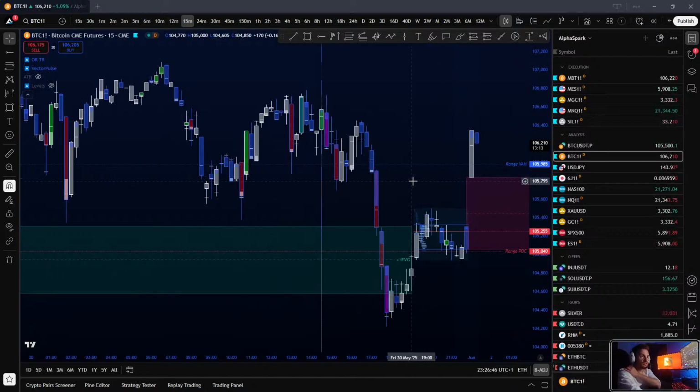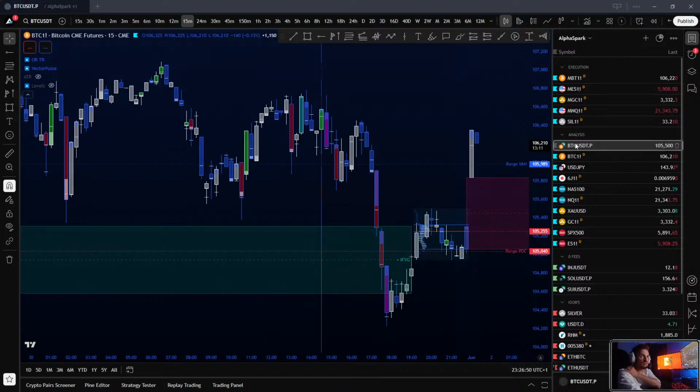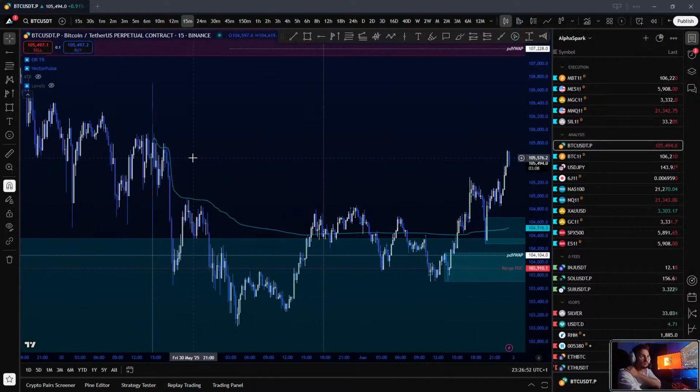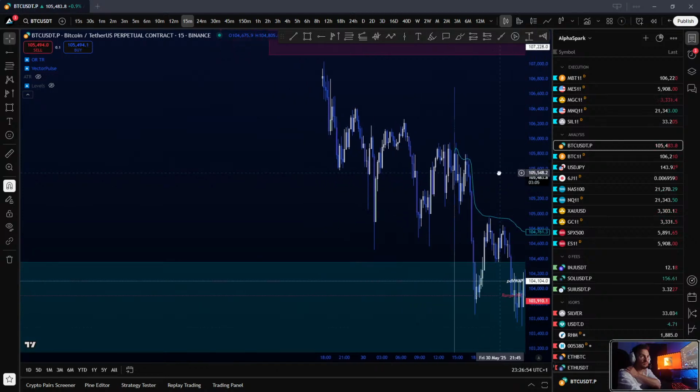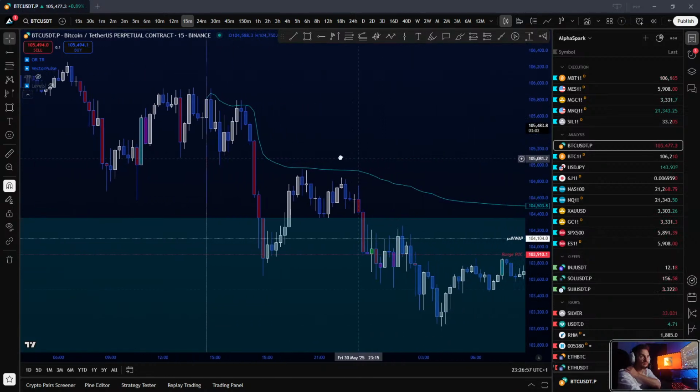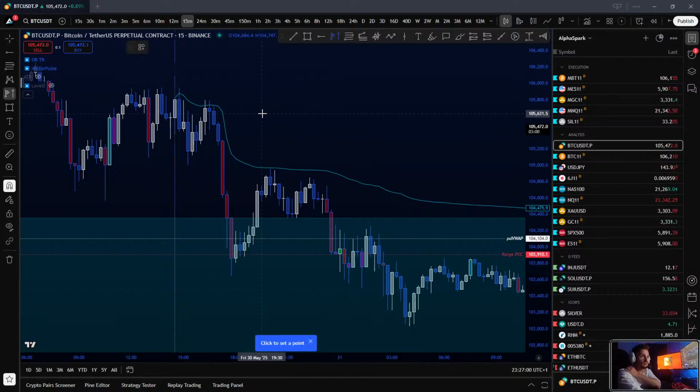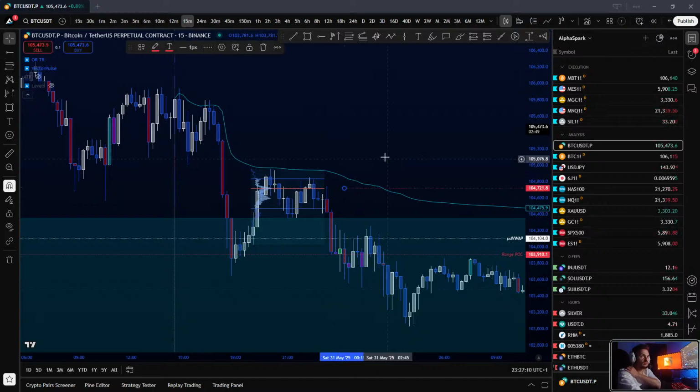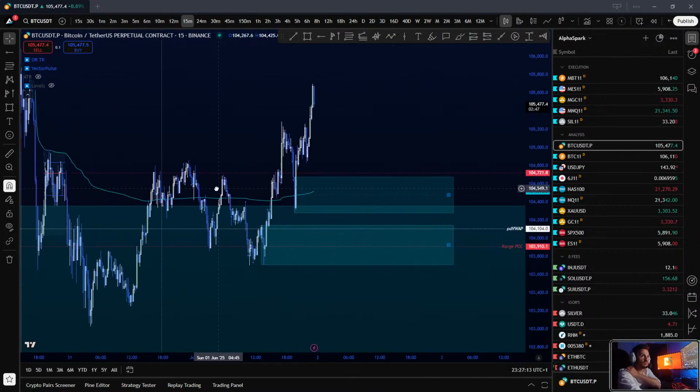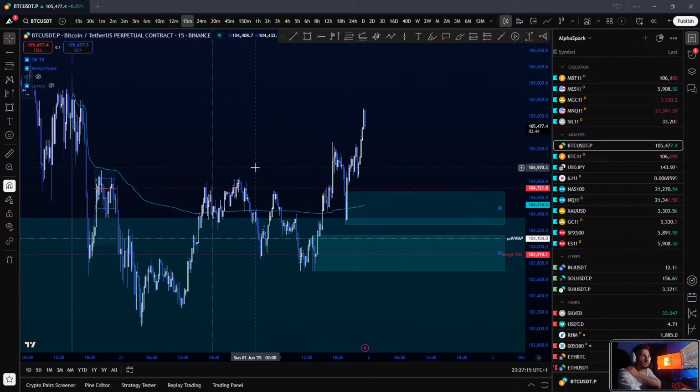This move is from 19 to the end of day, so 7 p.m. to end of day. So that level will be 104,721. Okay, so it's kind of the top of the first order block that I was looking at, right? That's essentially gonna be my first point of interest. I'm gonna set an alert there.